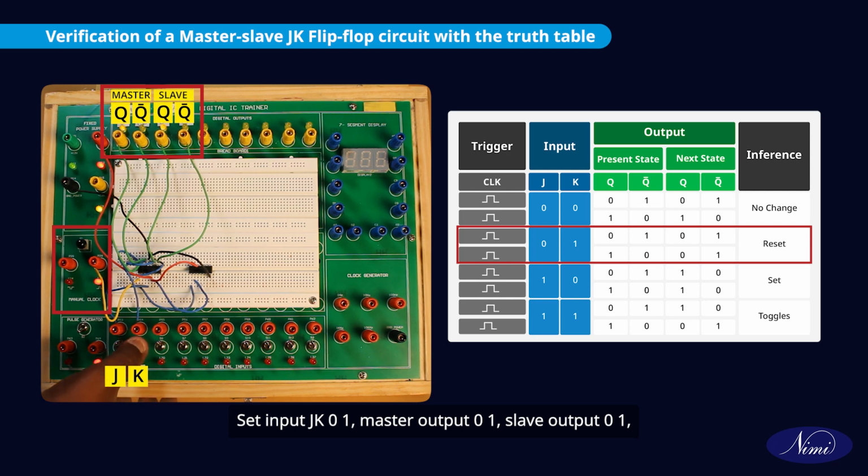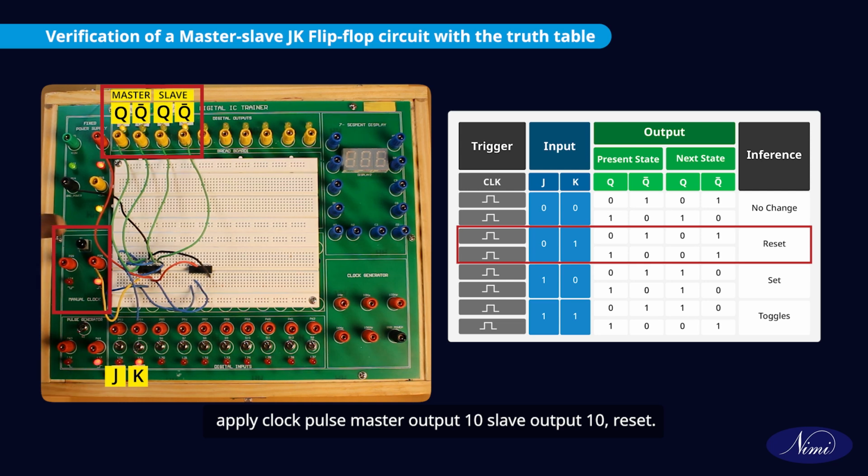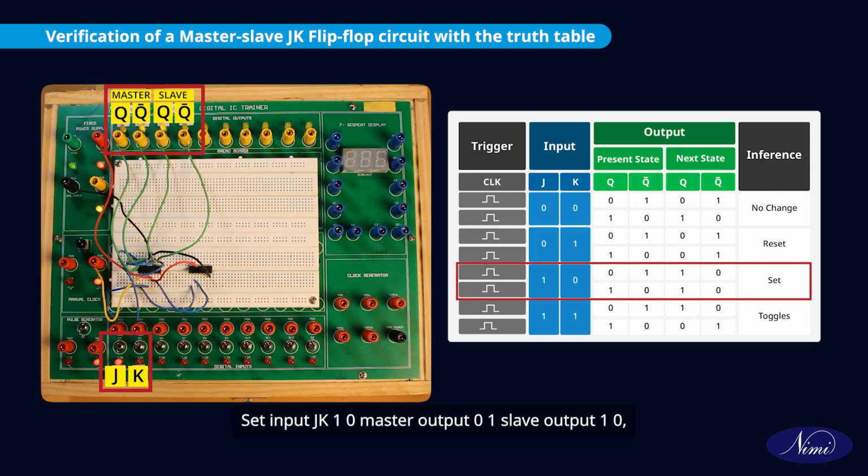Set input JK 0 1, master output 0 1, slave output 0 1. Apply clock pulse, master output 1 0, slave output 0 1, reset. Set input JK 1 0, master output 0 1, slave output 1 0. Apply clock pulse, master output 1 0, slave output 1 0.